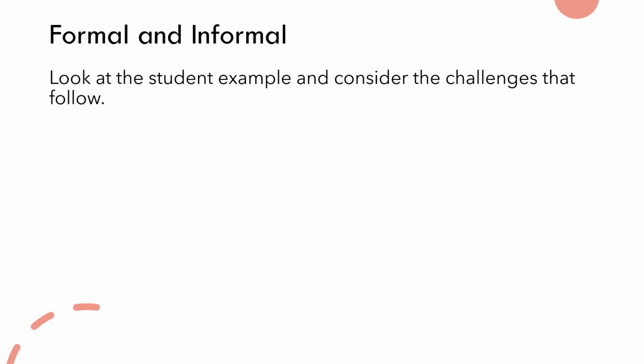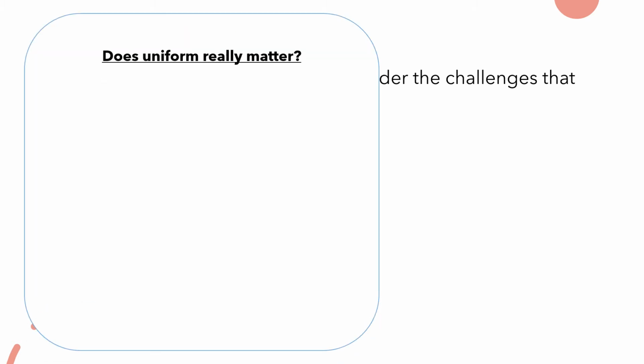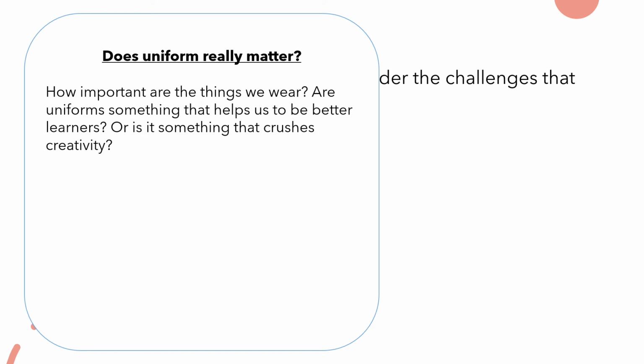Look at the student example and consider the challenges that follow. So it starts off then with a very clear headline, which is a fantastic way to start an article, a really good thing to include in terms of your organisational features. So does uniform really matter? How important are the things we wear? Are uniforms something that helps us to be better learners, or is it something that crushes creativity?